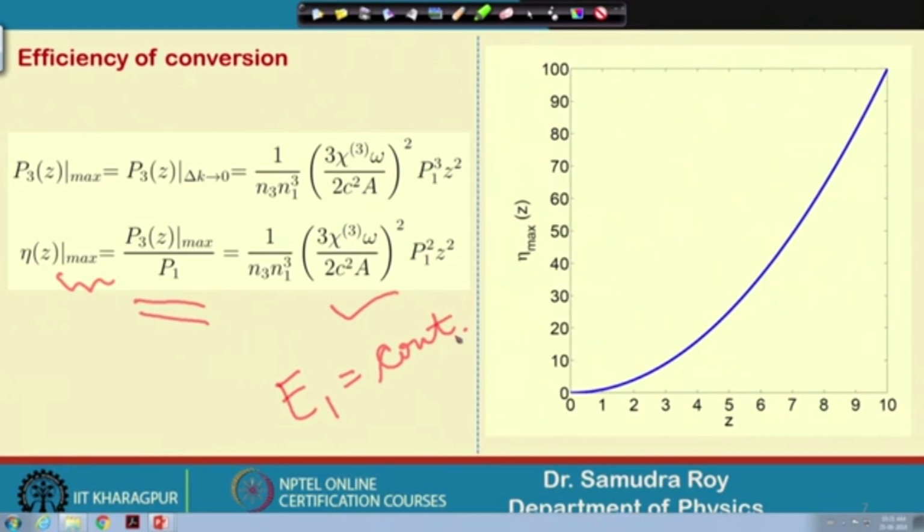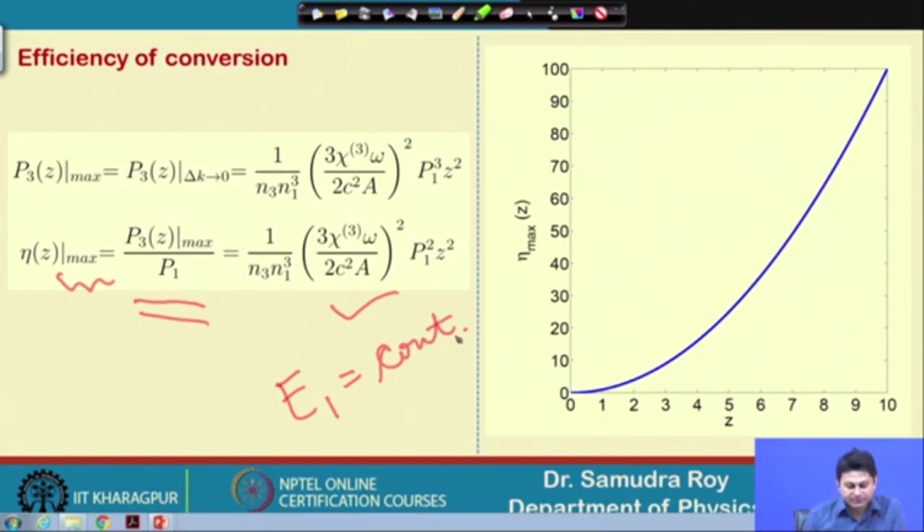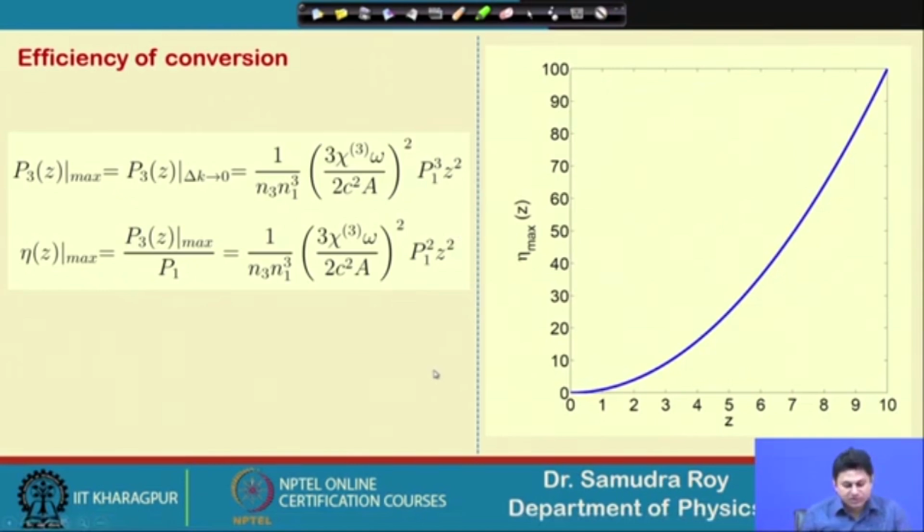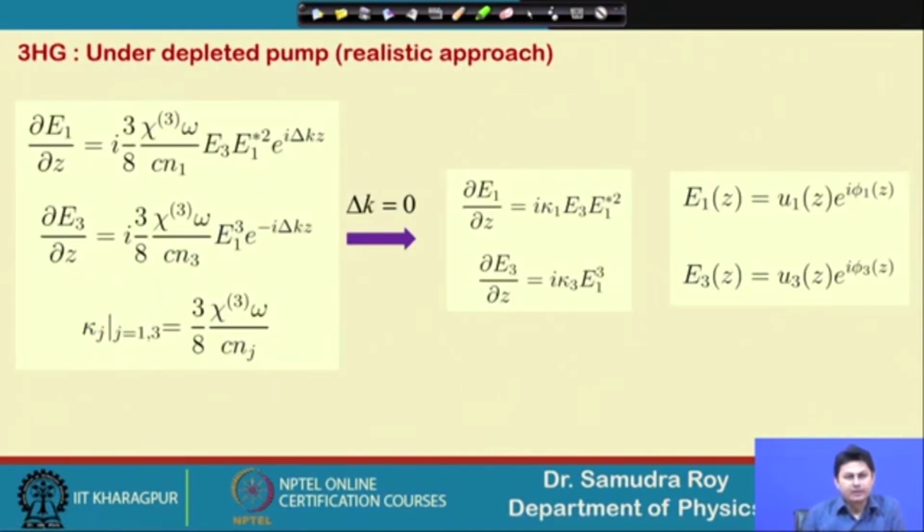If it decays, then we need to do a more careful calculation to find out how the power of the third harmonic will evolve as a function of z. For small efficiency maybe it is true, but if I increase the value of the efficiency, then we need to consider the condition that E1 is also going to decay. But in this approximation or calculation, we consider E1 as a constant, which is not very true for the real case.